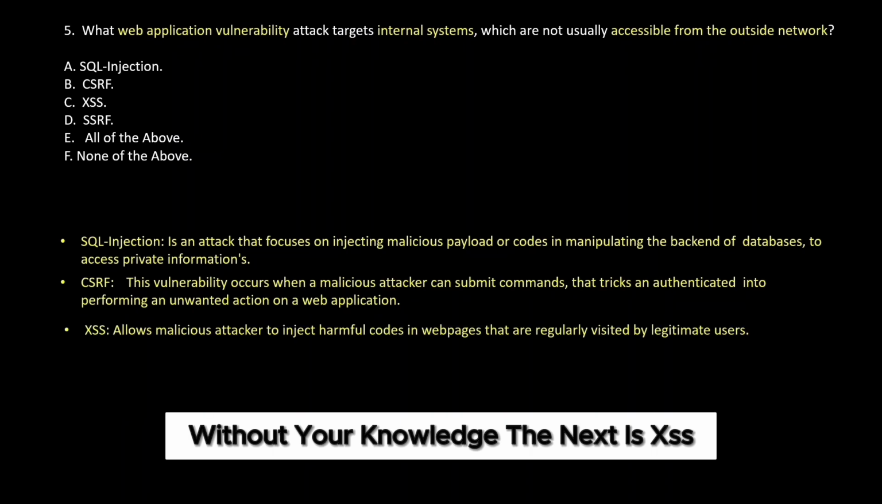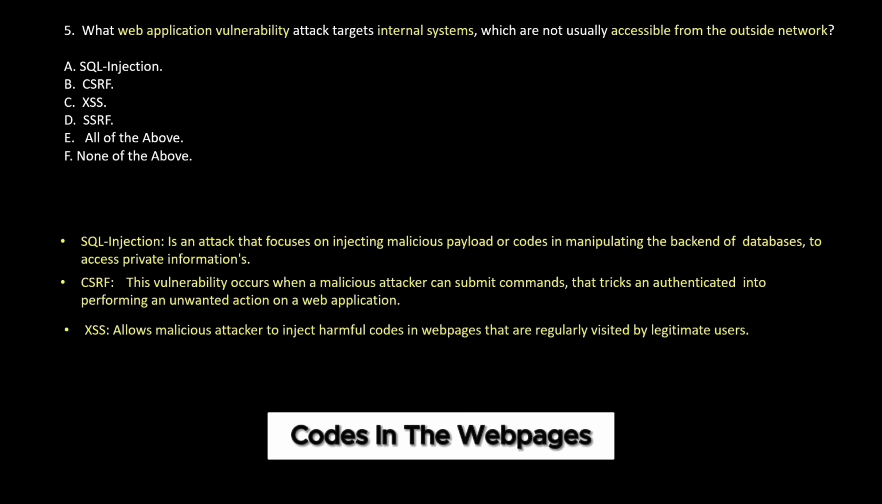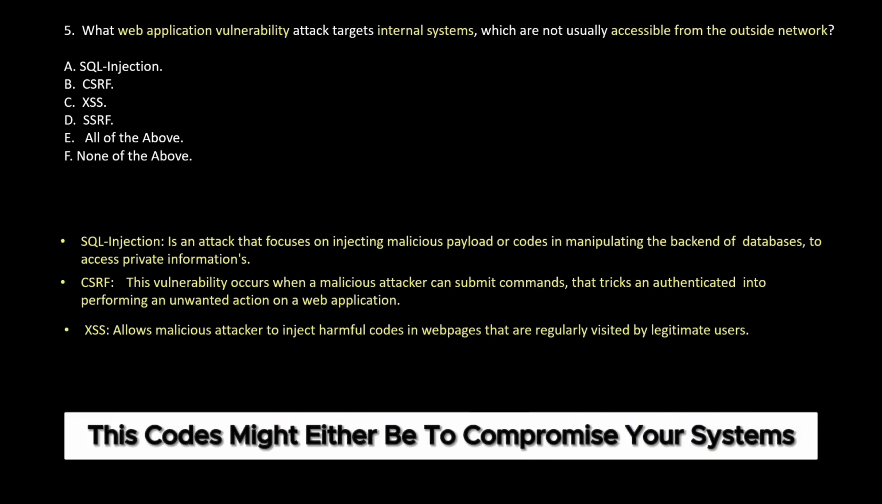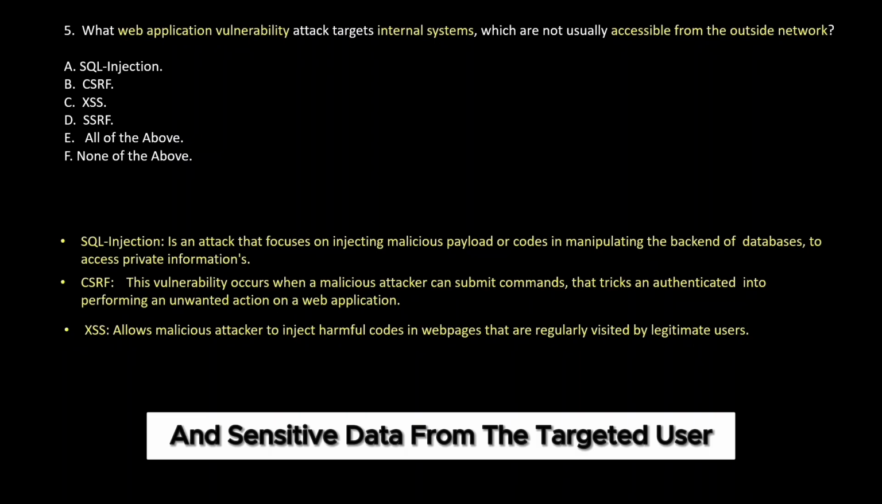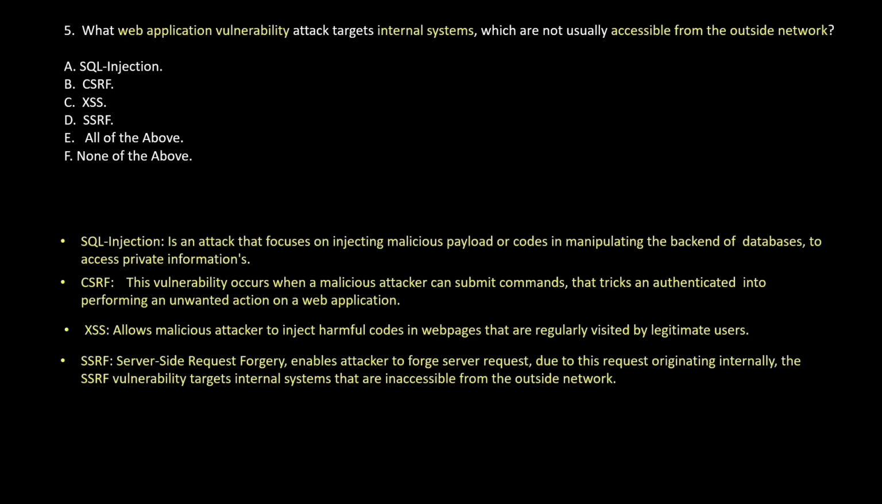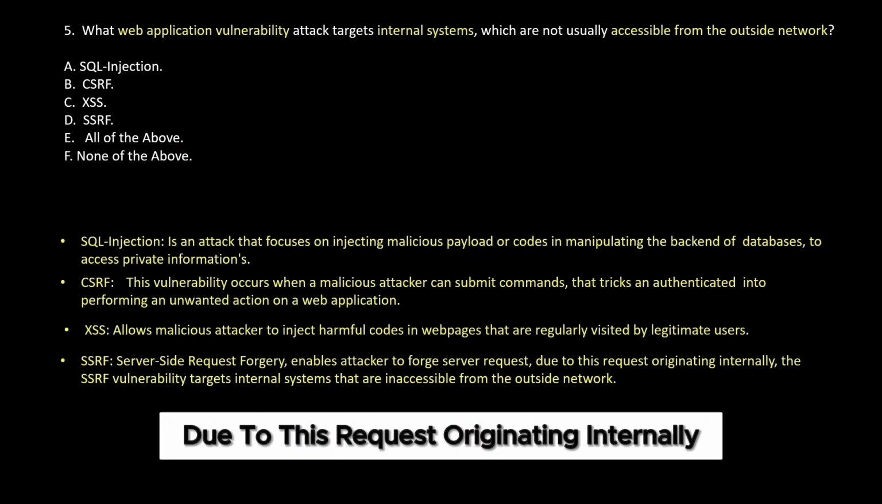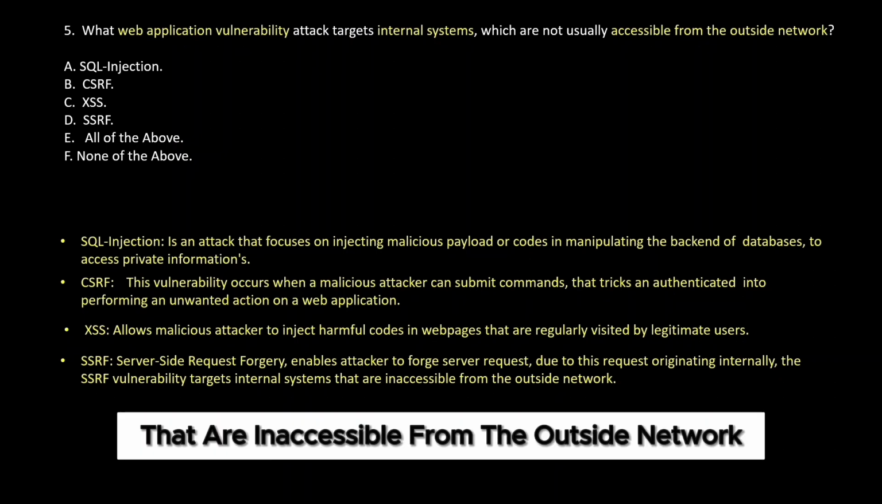The next is XSS. XSS allows a malicious attacker to inject harmful code in the web pages that are regularly visited by legitimate users. So basically, this code might either be to compromise their systems or steal cookie sessions and sensitive data from the targeted user. Server-side request forgery enables an attacker to forge server requests. Due to this request originating internally, the SSRF vulnerability targets internal systems that are inaccessible from the outside network.